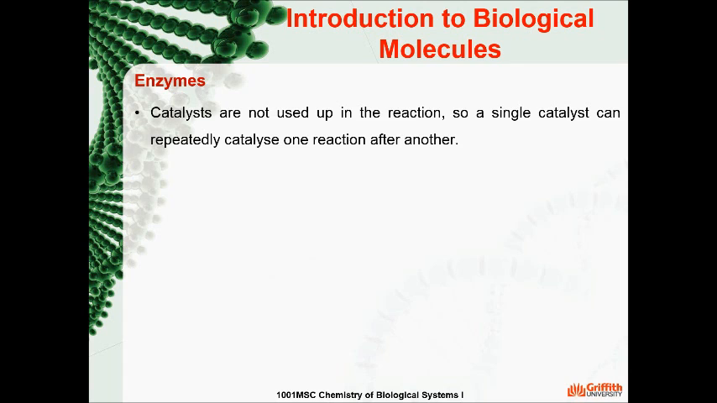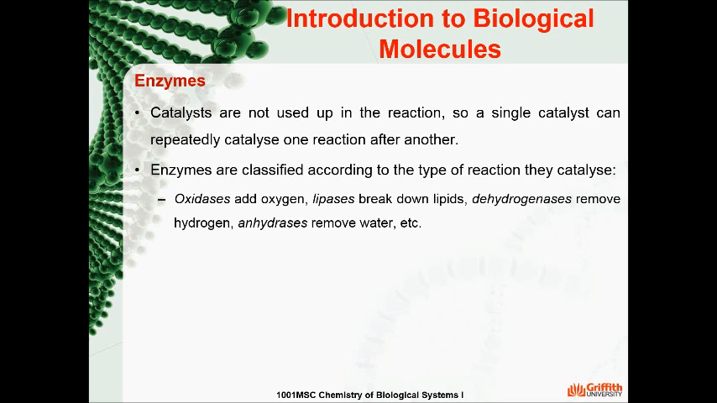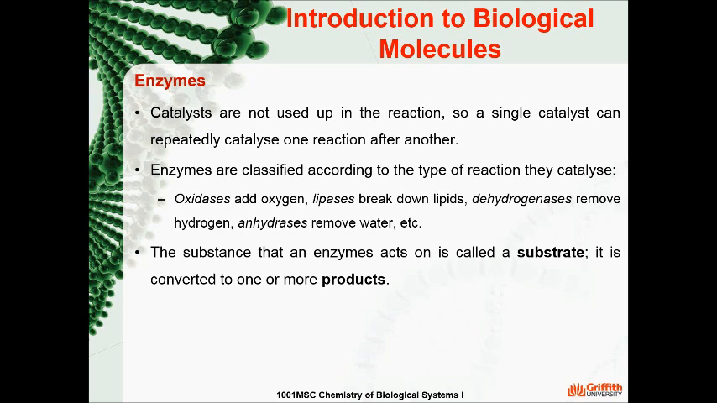As we saw in the previous slide, catalysts are not used up in the reaction, so a single catalyst can repeatedly catalyze one reaction after another. Enzymes are classified according to the type of reaction they catalyze. For example, oxidases add oxygen, lipases break down lipids, dehydrogenases remove hydrogen, and anhydrases remove water. A substrate is a term that refers to the reactants. So substrate means the same thing as reactants.